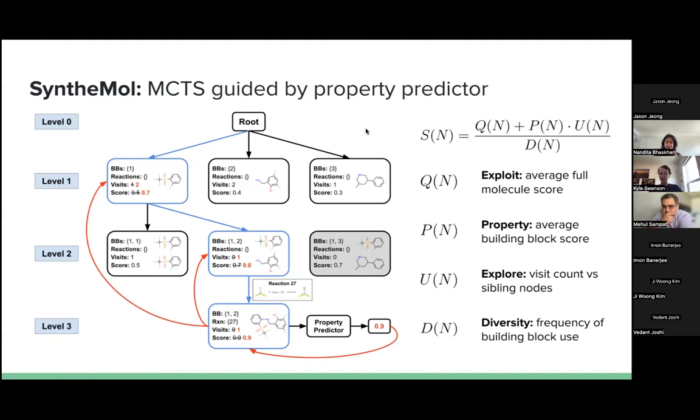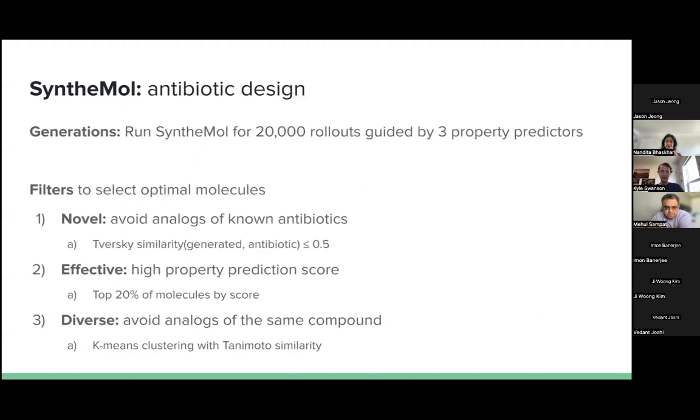Cool. So if there are no other questions, this is our overall SyntheMol method. Now that we have this method in place, we can actually use it to try to design new antibiotics. So we took SyntheMol and ran it for 20,000 rollouts, so 20,000 iterations of that algorithm I just described. We did that separately for each of those 3 property predictors, the Chemprop, the Chemprop-RDKit, and the random forest. So it's like 3 independent experiments, each one for 20,000 rollouts.